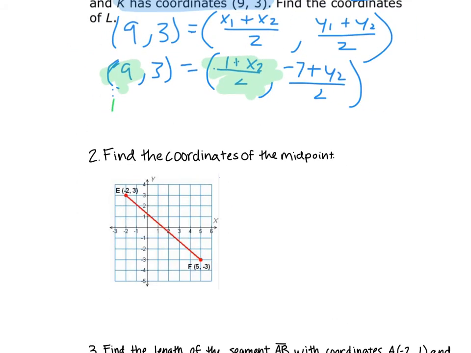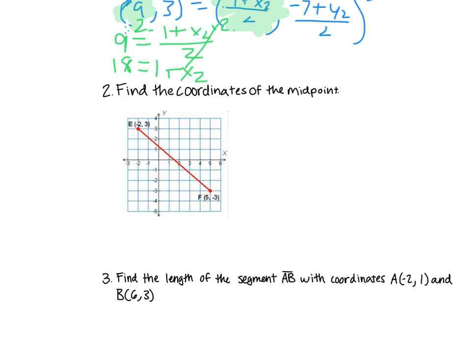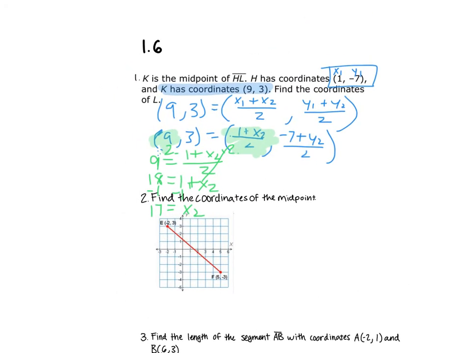So we have 9 is equal to 1 plus x2 over 2, and then we solve for x2. So we multiply both sides by 2. So we have 18 is equal to 1 plus x2. Now we subtract 1 from both sides, so we have 17 is equal to x2. So that is our x coordinate for L.